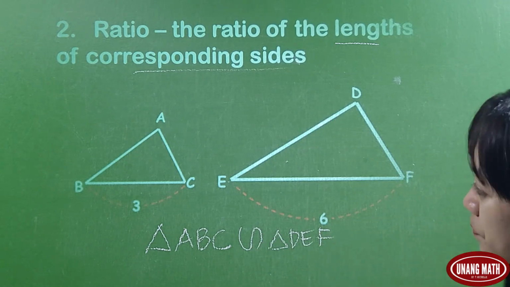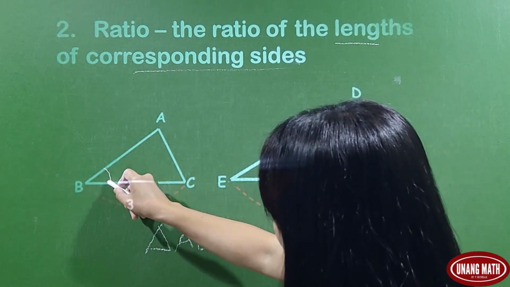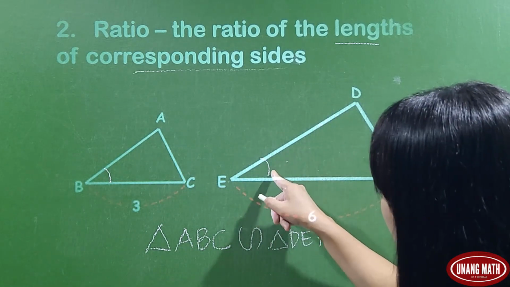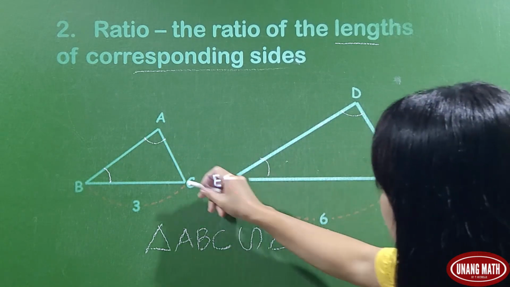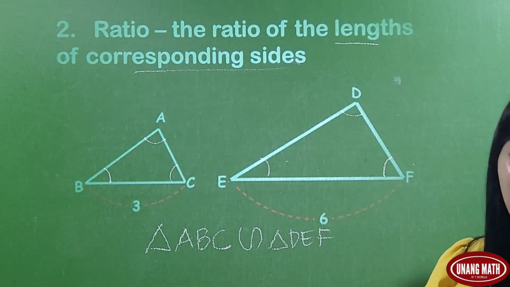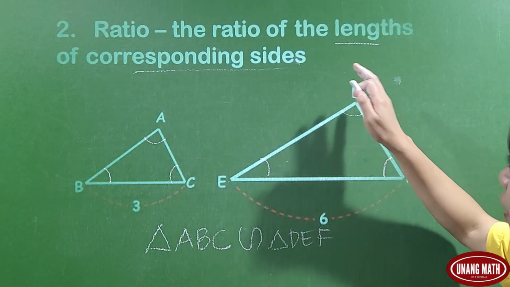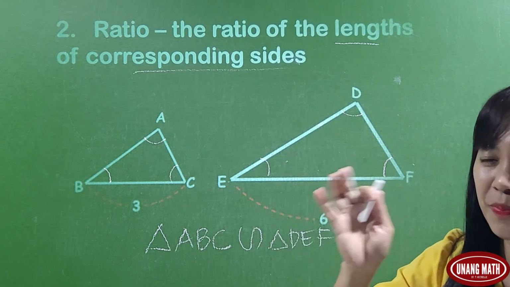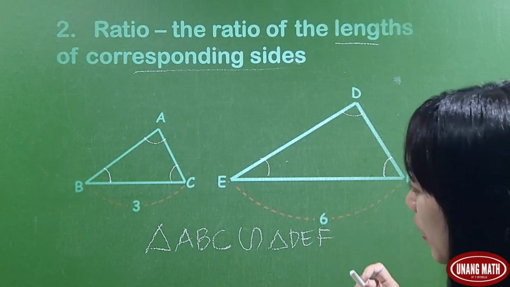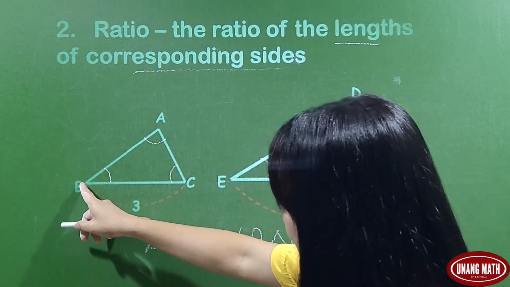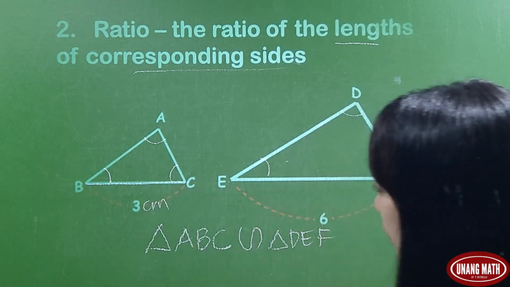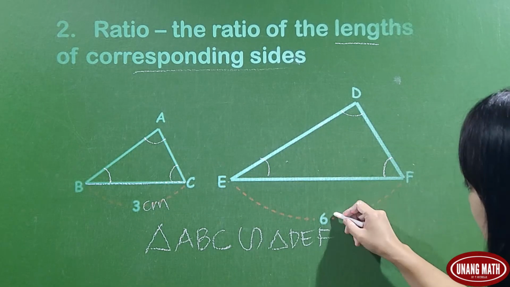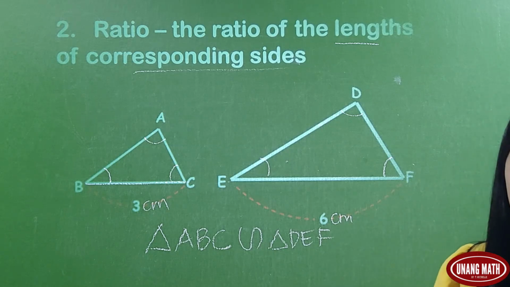Okay, now, if similar figures, corresponding angles are equal in measures. This angle is equal to this angle, equal to this angle. Okay, let's find the ratio, specifically of the length of the corresponding sides. So we have here a given that this side is 3, or let's say 3 centimeters. This side is 6 centimeters.